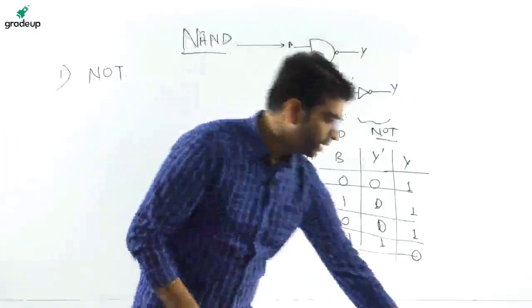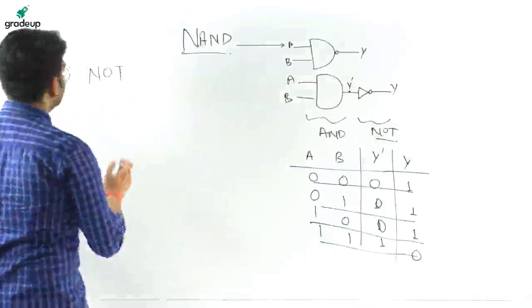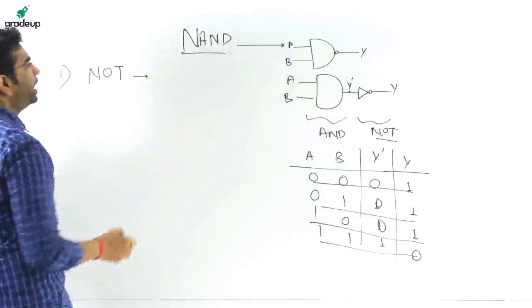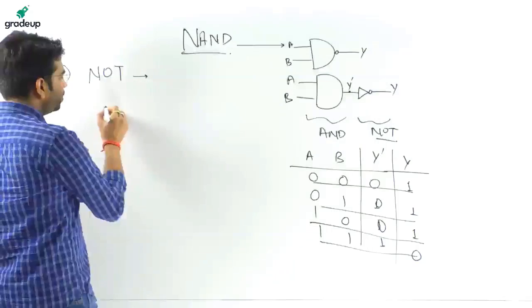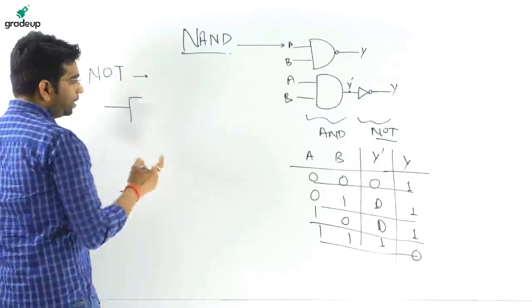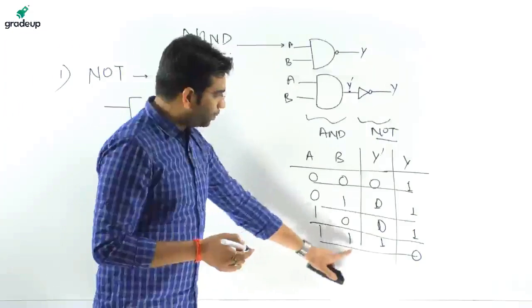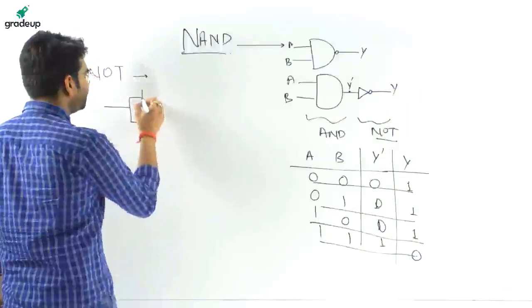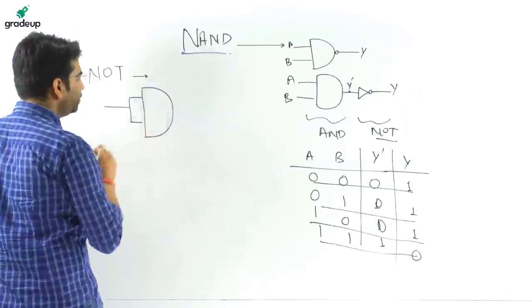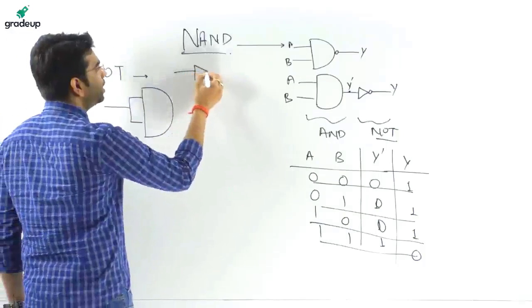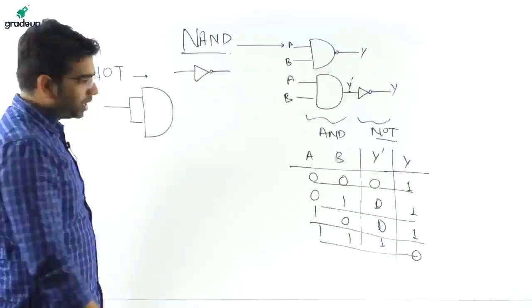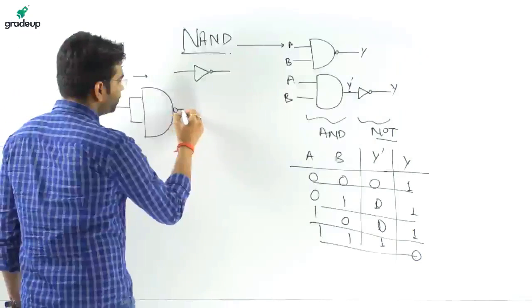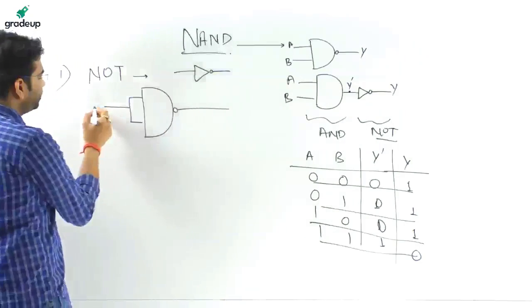So we have to make a NOT gate out of a NAND gate, okay? We are given the truth table of NAND gate. So what can we do? We have seen that we can short circuit both the inputs, because in NOT gate we have one input and one output, okay? In NOT gate we have one input and one output. So we have shorted the inputs, okay?